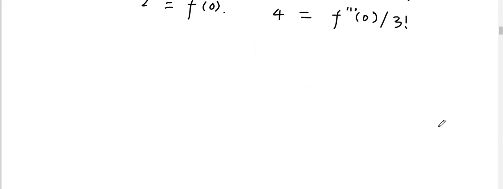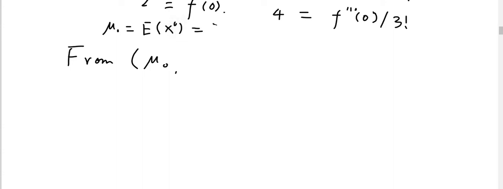From mu0, we say mu0 actually is 1, right? Because what is mu0? Mu0 is just E of x to the 0, which is 1. So the average of 1 is just 1, right? But anyway, we just denote this as mu0, mu1, mu2. So from this, we can define this function.